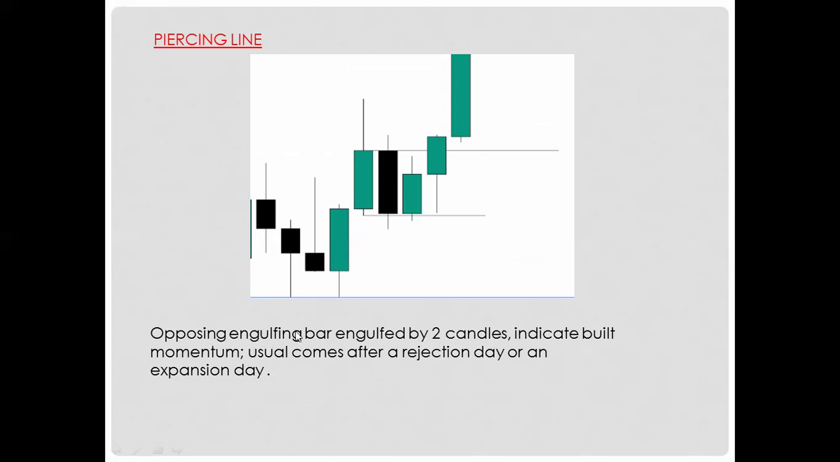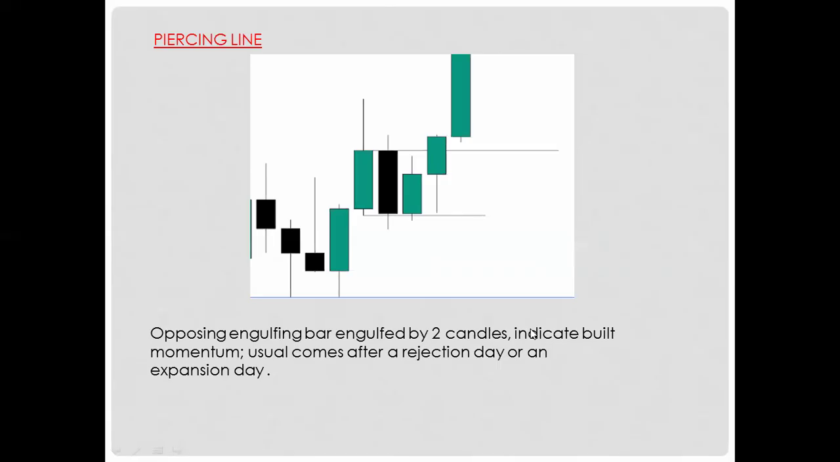This is the piercing line pattern. An opposing engulfing bar, followed by what? Two candles. An opposing engulfing bar engulfed by two candles indicates a build-up in momentum. We are building momentum. It usually comes after a rejection day or an expansion. Remember, we're just trading continuation. The next video is going to be about determining what the next day's candle will be. That is the daily bias. When you have the daily bias, you apply this to it. Oh my guys, you already have what we call an ATM machine in your hand. You just turn your phone into an ATM machine.